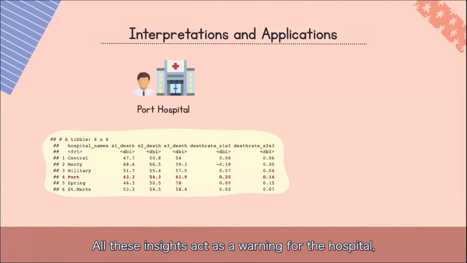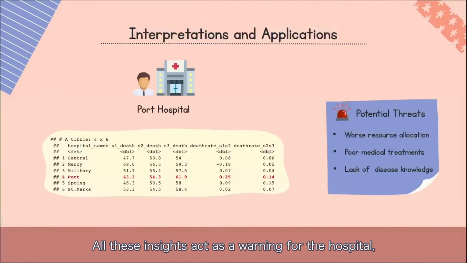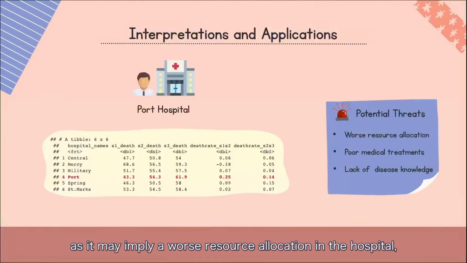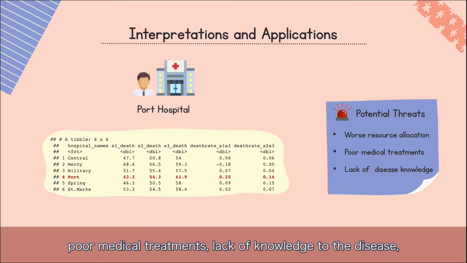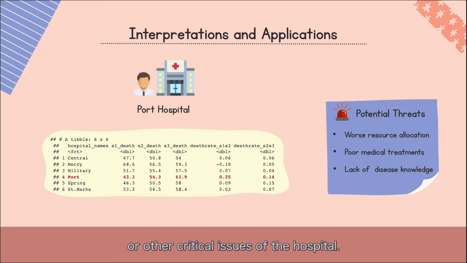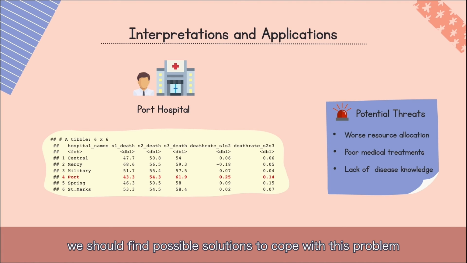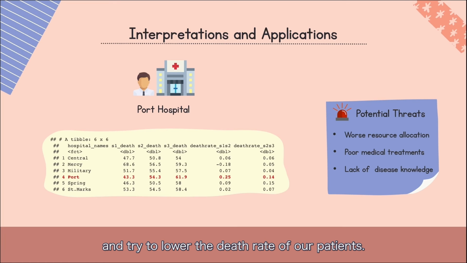All these insights act as a warning for the hospital, as it may imply a worse resource allocation in the hospital, poor medical treatment, lack of knowledge to the disease, or other critical issues of the hospital. As a management team, we should find possible solutions to cope with this problem and try to lower the death rates of our patients.